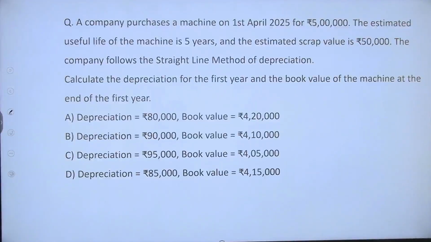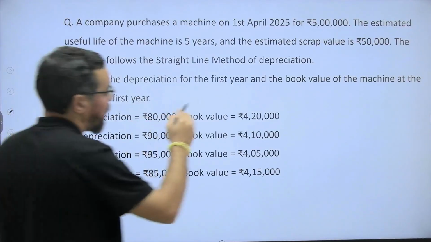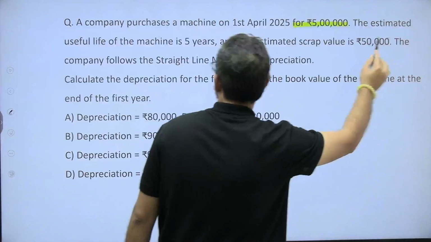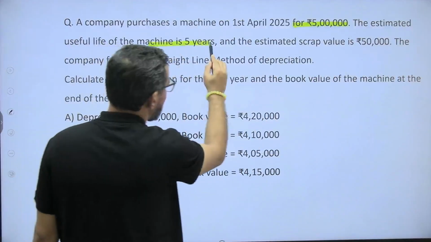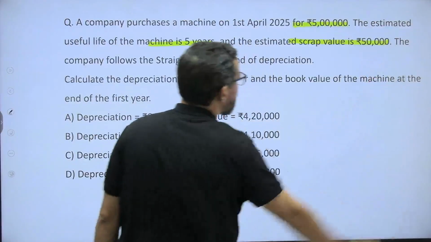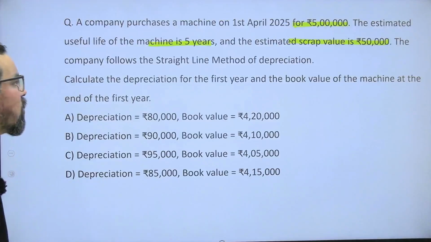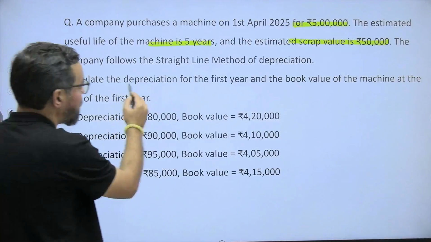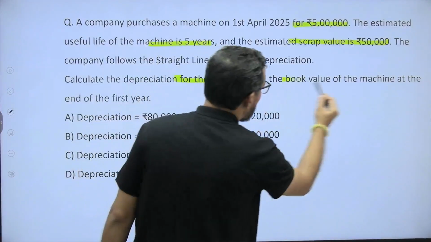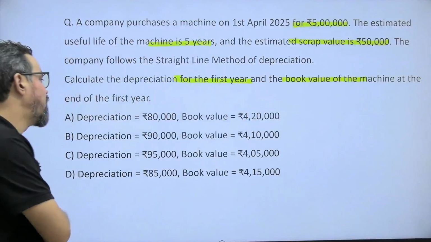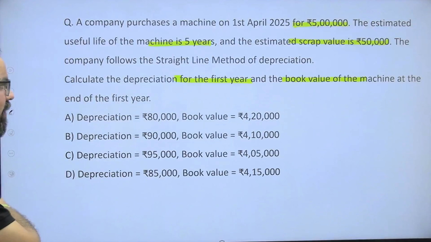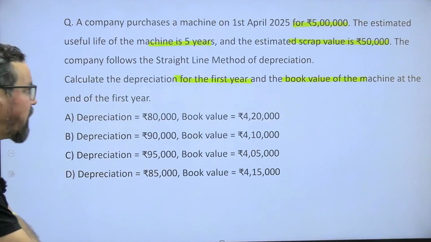Next one: a company purchases a machine on 1st April 2025 for 5 lakh rupees. The estimated useful life of the machine is 5 years. Estimated scrap value is 50,000. The company follows the straight line method. Calculate the depreciation for the first year and the book value of the machine at the end of the first year. Straight line method: 5 lakh minus scrap value of 50,000 is 4 lakh 50,000, divided by 5.